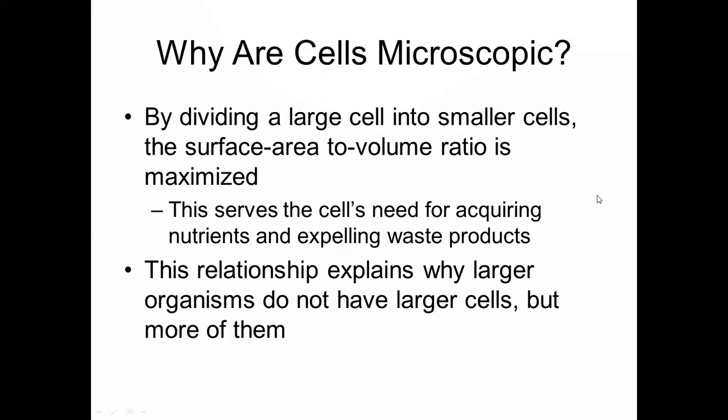So why are cells microscopic? Again, by dividing large cells into smaller cells, the surface area to volume ratio is maximized. This serves the cell's need for acquiring nutrients and expelling waste products, and actually communicating via proteins, excreting and taking in proteins. So this relationship explains why larger organisms don't have larger cells, but they have more of those cells.